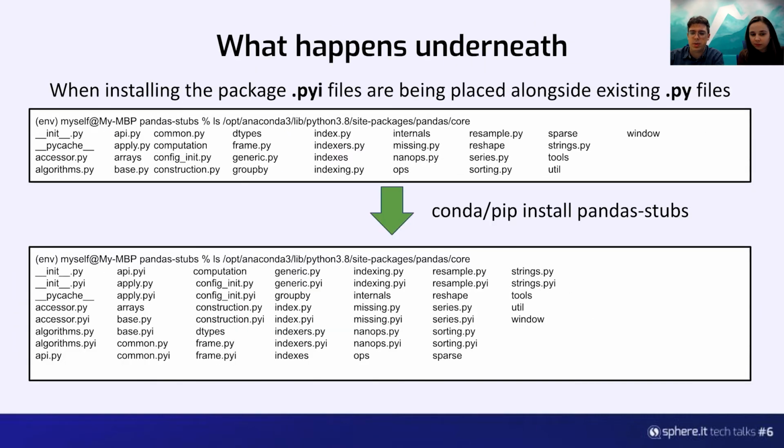So what does happen when you install pandas-stubs? The existing Python files stay in place, they just stay the same as they were, and the stub files from the new library, with the same set of names, are placed alongside them. As you can see, they are denoted by the PYI extension. And what happens when Mypy wants to retrieve type information for pandas? It first looks at the stub files, and only if they are not available, it will then look at the Python files.